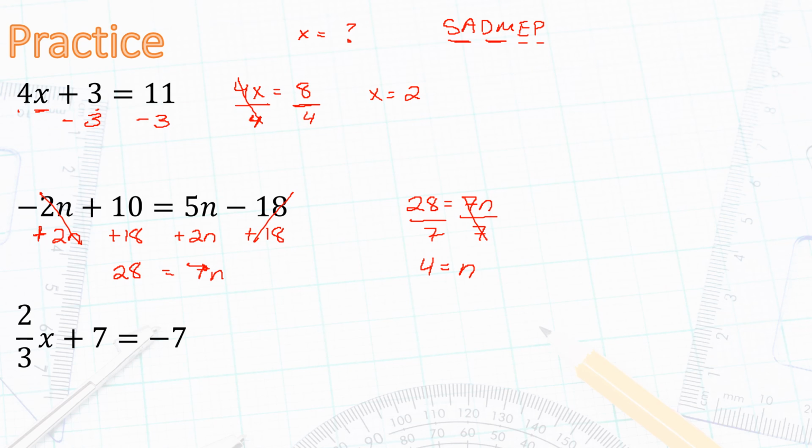Plus 7 equals negative 7. Addition and subtraction would go first, so we would subtract 7 from both sides. 2/3 x is equal to negative 14.